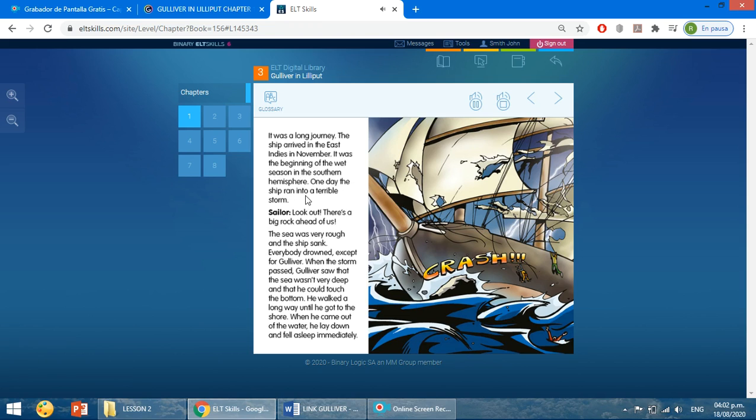Look out! There's a big rock ahead of us. The sea was very rough and the ship sank. Everybody drowned except for Gulliver. When the storm passed, Gulliver saw that the sea wasn't very deep and that he could touch the bottom. He walked a long way until he got to the shore. When he came out of the water, he lay down and fell asleep immediately.